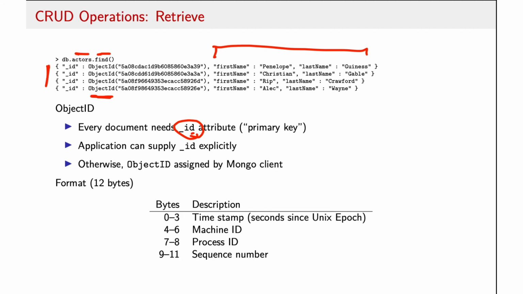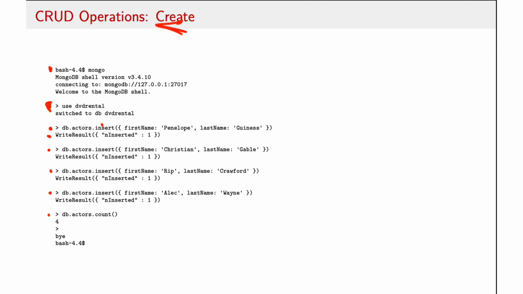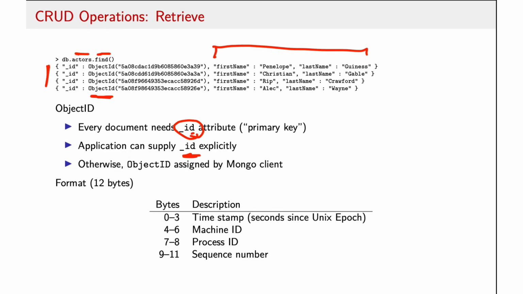There's kind of two ways of doing this. If you want to, you can actually supply that ID value explicitly. So back here, when we were adding information to the collection, we didn't give it one, so it cooked one up for us. So we can either supply it explicitly, or the object ID is created by the Mongo client. Now, what's the format here?